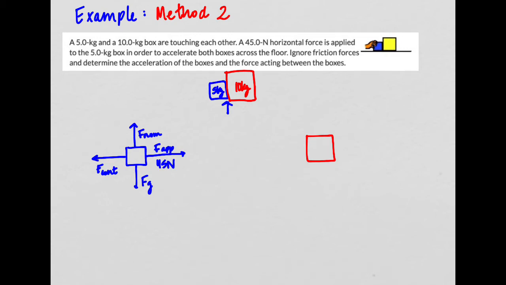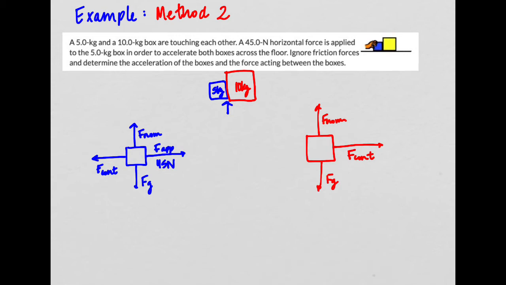For the 10 kilogram object, we have the same normal and gravitational forces, and we could solve for those if we wanted to, but we're not going to. And then we have a contact force. This box is pushing back on the applied force. You could call this an applied force or a contact force, whichever you want, but we're going to call it a contact force for now.